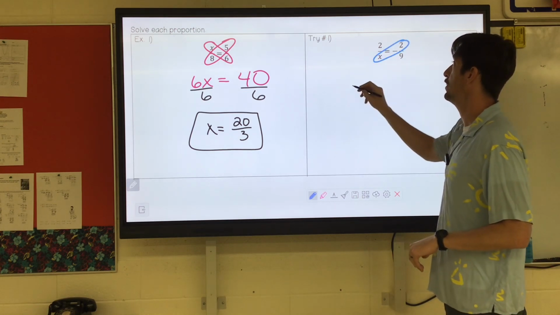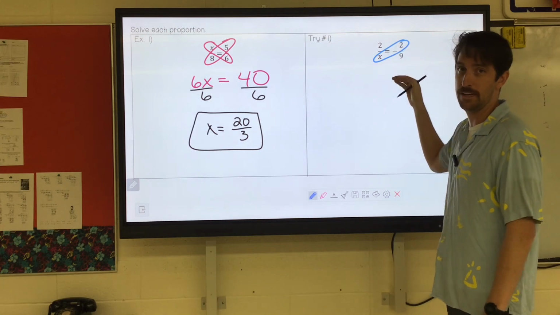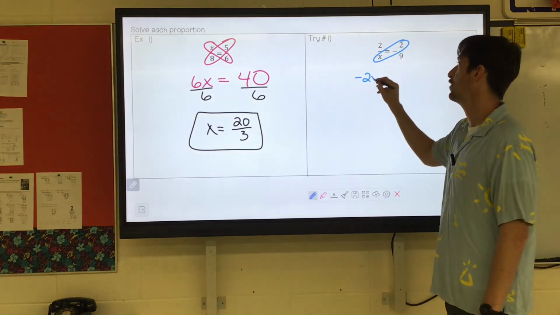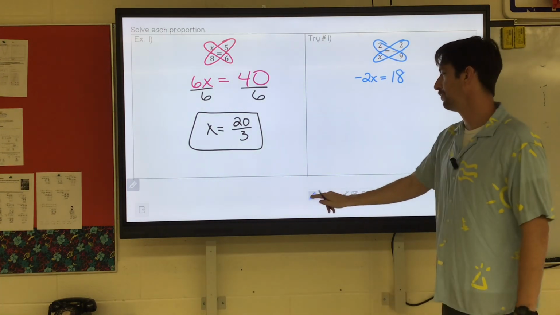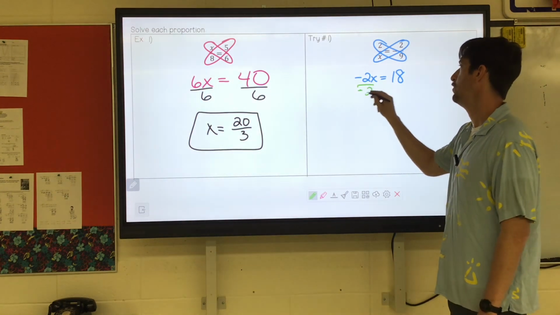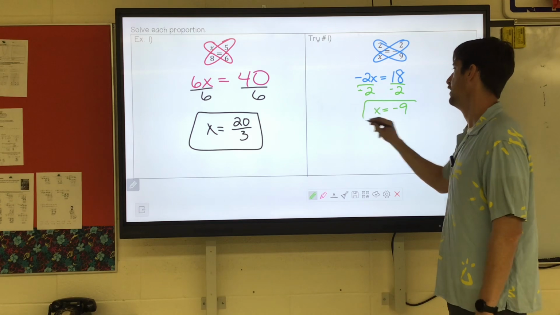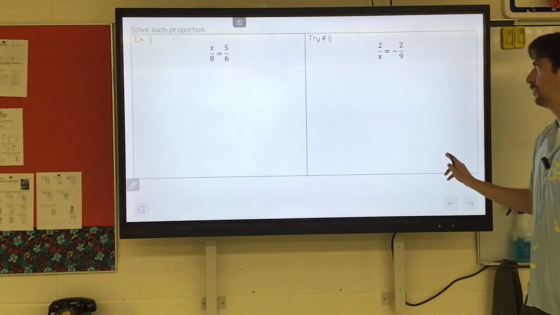Negative 2 times x. Now the negative only goes to either the 2 up top or the 9. You don't give it to both. So we'd have negative 2x equals 2 times 9 is 18. Divide them both by negative 2. And you get x equals negative 9. Cool. Let's try another one.